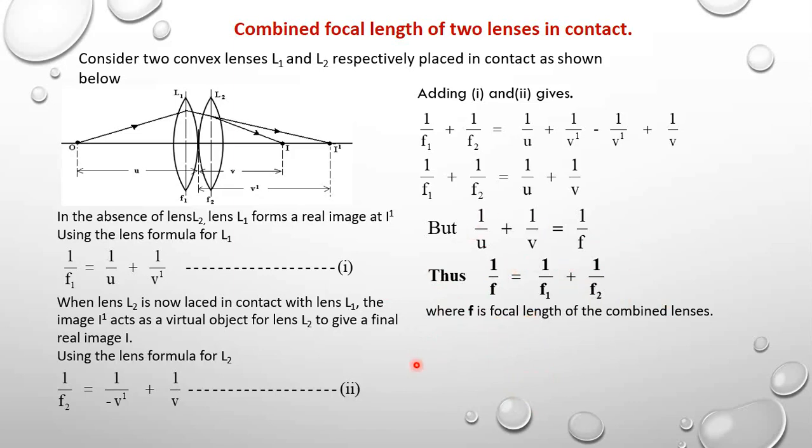Then also, whenever we are using this formula, we must consider the sign convention. That is, F for a diverging lens is negative, and F for a converging lens is positive.